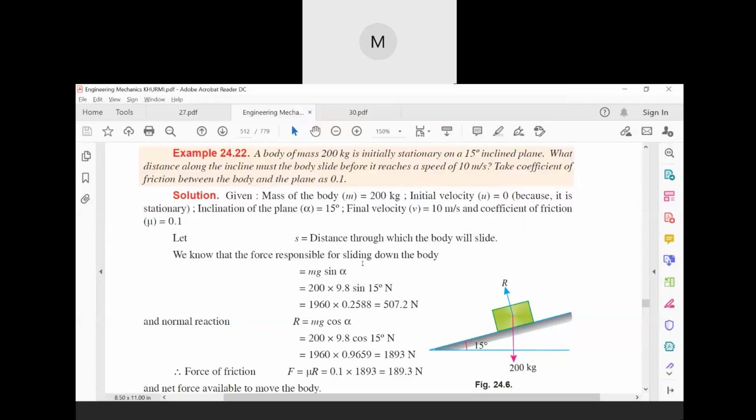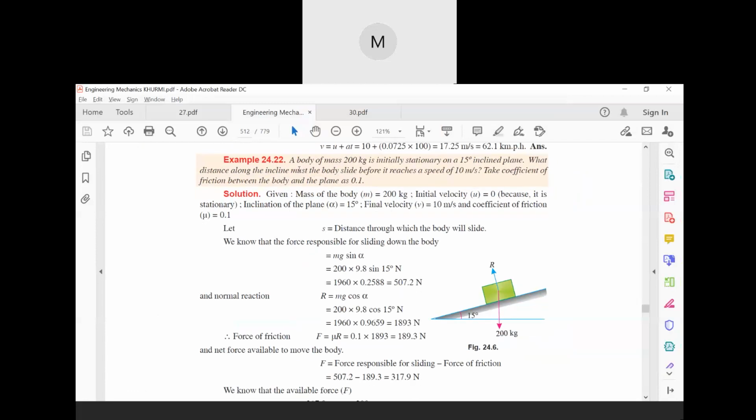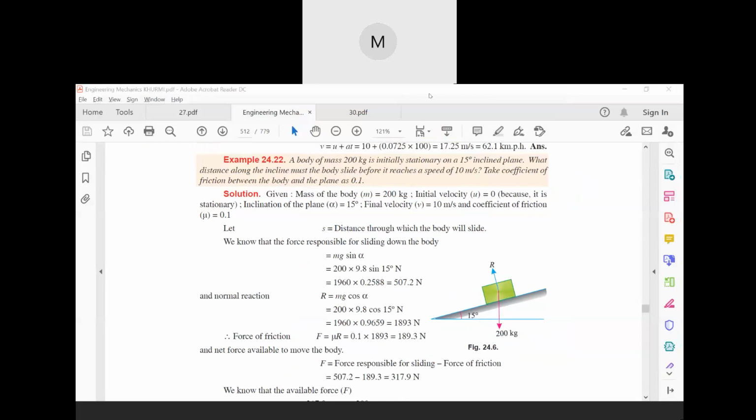So now in the question it is given what? A body of mass 200 kg is initially stationary on a 15-degree inclined plane. So the inclined plane is 15 degrees. That means alpha is 15 degrees.